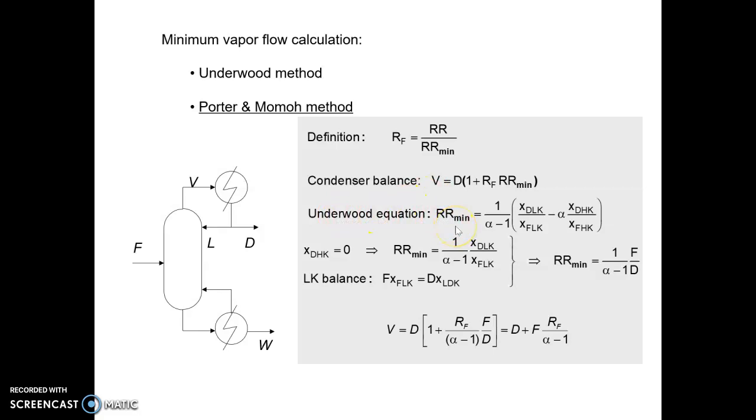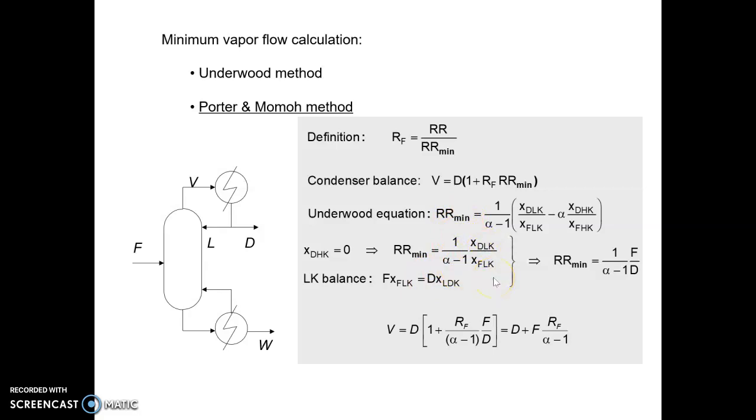The Underwood equation for minimum reflux ratio is R minimum equals 1 upon alpha minus 1 into XDLK upon XFLK minus alpha into this term. Now this can be further simplified because I am saying that there is no heavy key in distillate, right? The XDHK term is 0. I already said that it is a perfect separation. Only light key will go in top, no light key in bottom. Only heavy key will go in bottom, no heavy key in distillate. So if there is no heavy key in distillate, this term is 0. So my R minimum is 1 upon alpha minus 1 into XDLK upon XFLK.